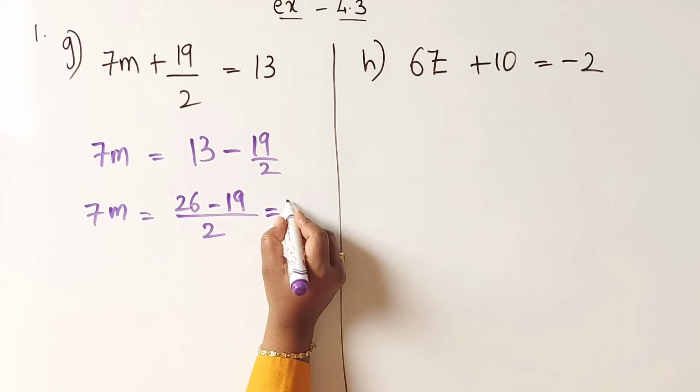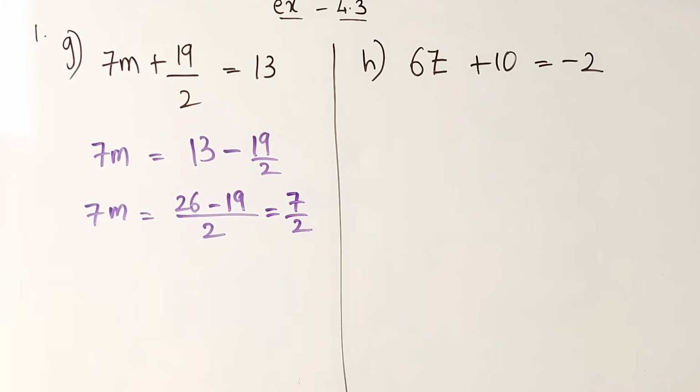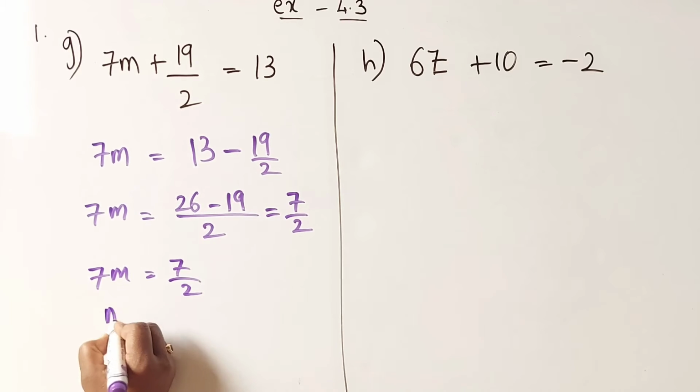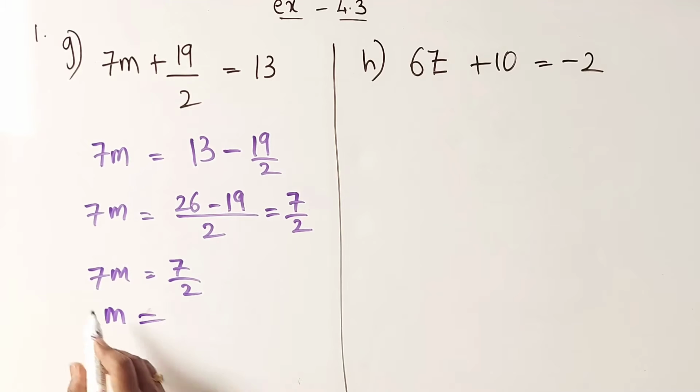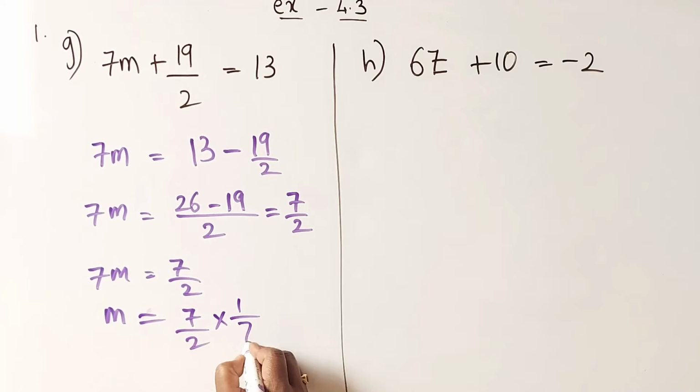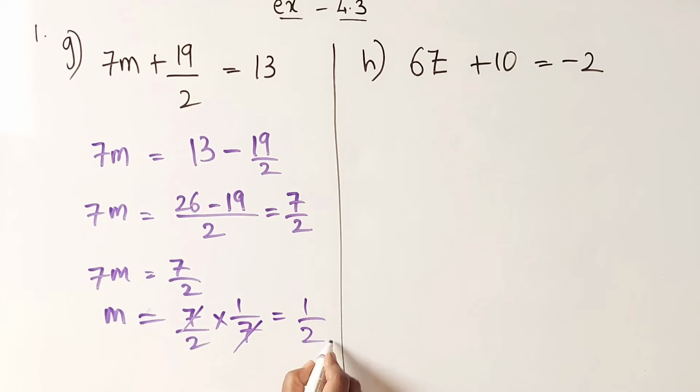This equals 7 by 2. Right? 26 minus 19 is 7 by 2. Now 7m equal to 7 by 2. We want m only, so send this 7 to the right hand side. Here 7 is multiplying. When you are sending to the right hand side, it will divide. That means 1 by 7 you can write. 7 will get cancelled. 1 by 2. The m value is 1 by 2 here.